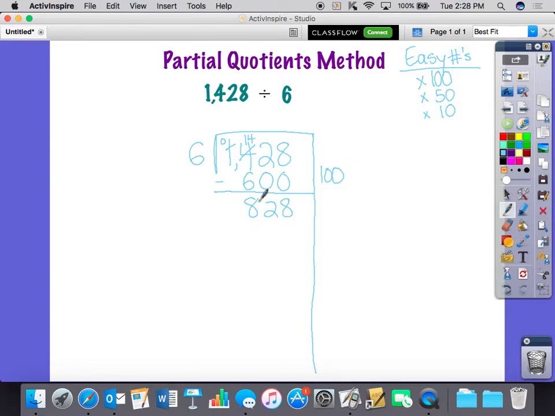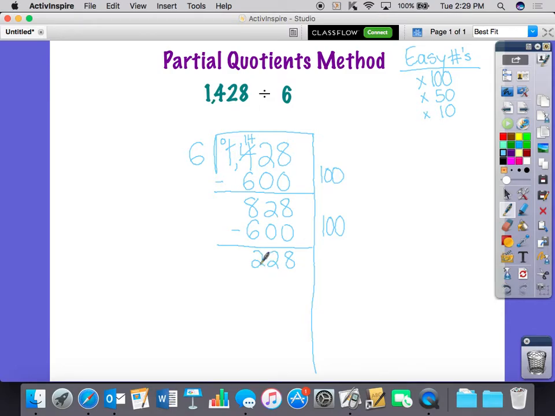Now, I know that I could also do this again. I could do the same step, same process. I could do 6 times 100 again because I need to get basically 828. I need to try to find something that will go in that number. So I'm going to do 100 again, okay? So 6 times 100 is 600. I'm going to subtract again. So now I have 228.